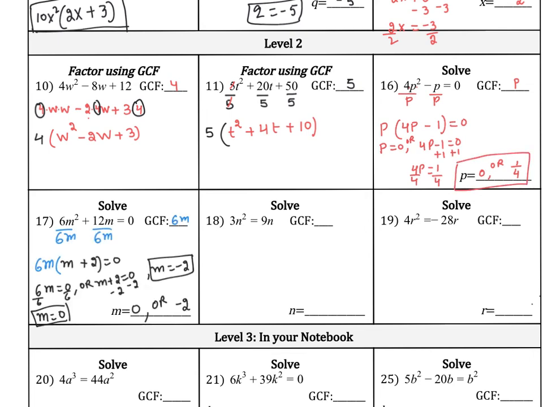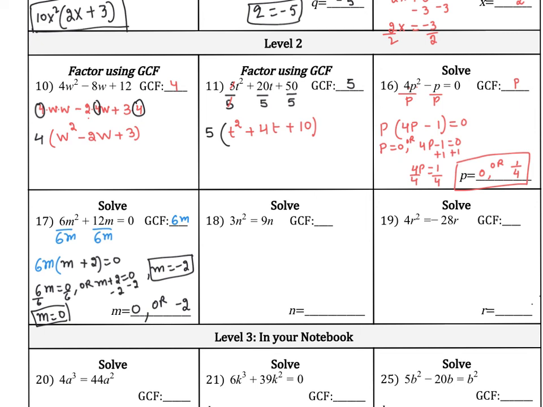Now for number 17, you have a GCF of 6m, because 6m is the greatest factor that divides 6m squared as well as 12m. Divide 6m squared by 6m, you're left with m inside. 12m divided by 6m, the m and m cancel, and 12 divided by 6 is 2. Apply the zero product property. When you put 6m equals 0 and divide by 6 on both sides, you get m equals 0. Subtract 2 on both sides, you get m equals negative 2.